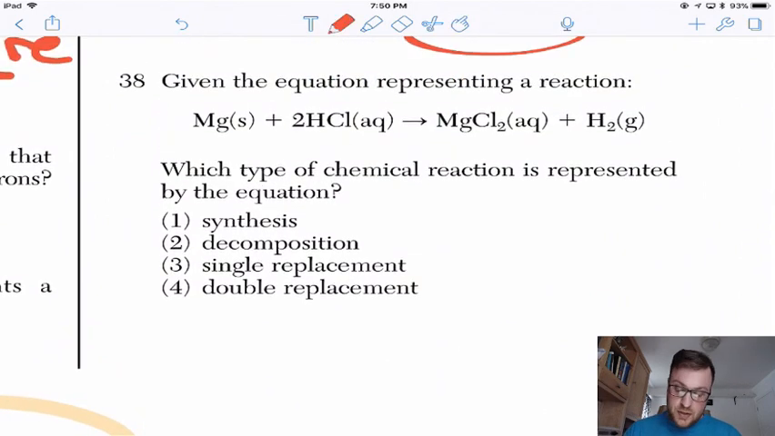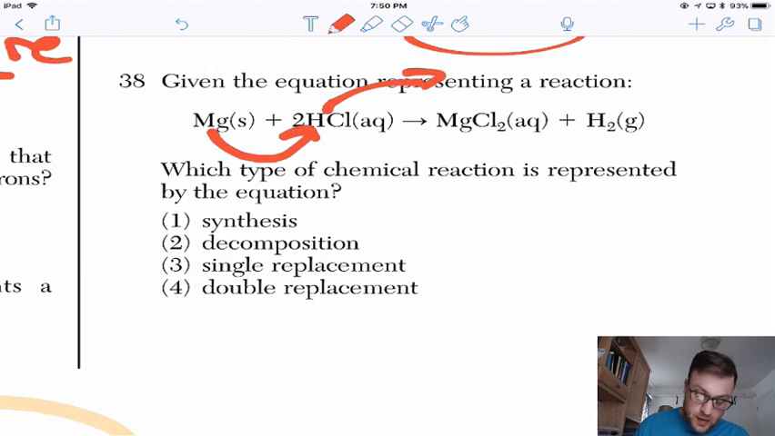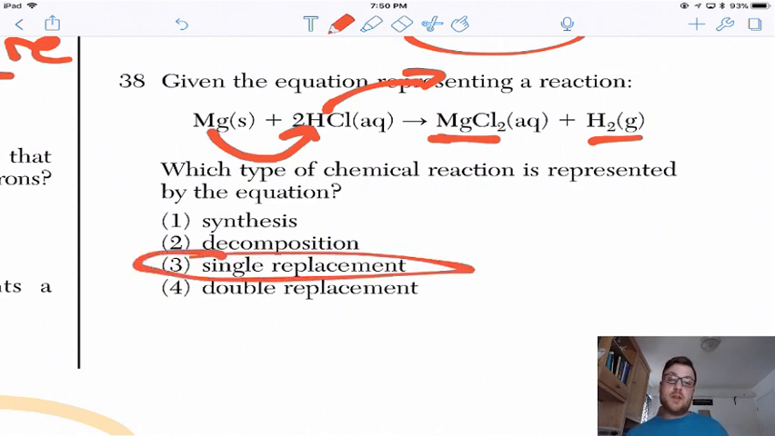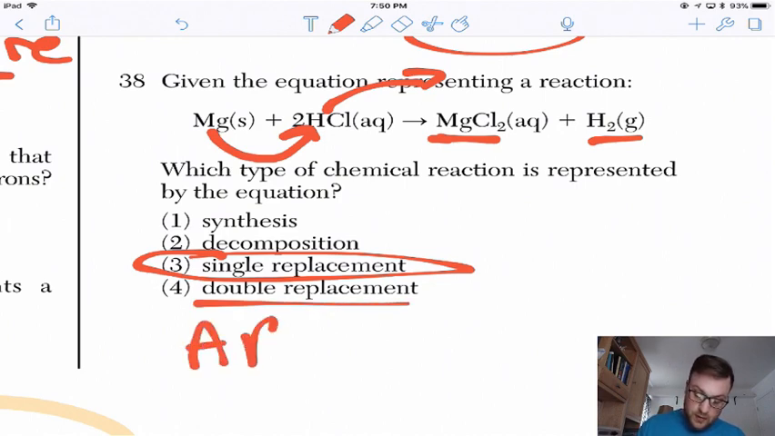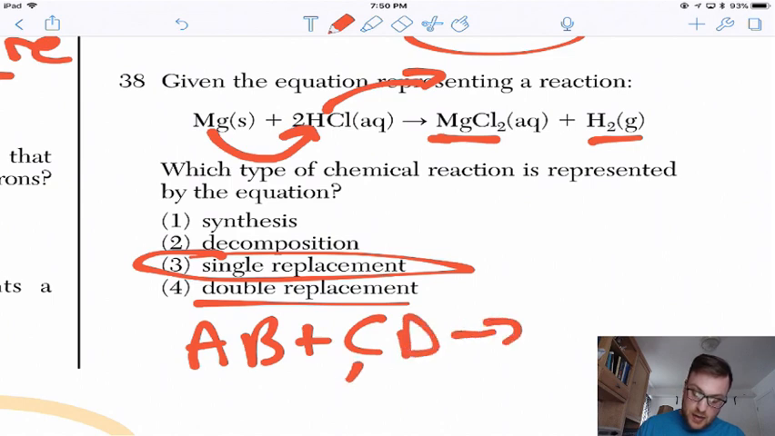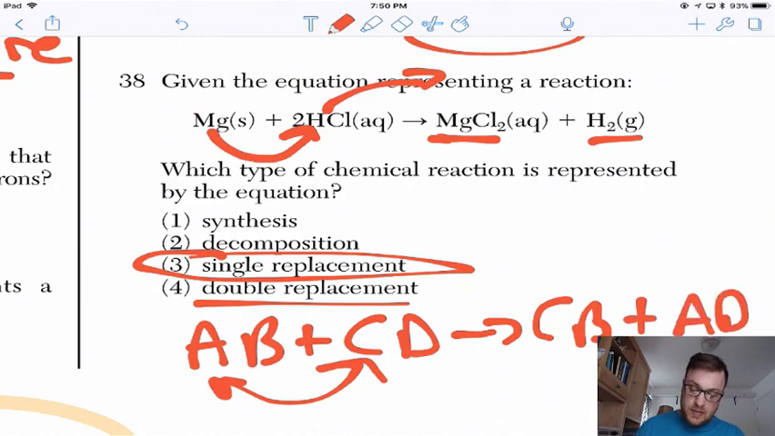Which type of chemical reaction is represented by the equation? Well, from what I can see, we have an Mg coming in and an H going away. Look at that. Mg is now with Cl. H, bye. That means it's single replacement. One atom replaced another. Synthesis is 2 things become 1. Decomposition is 1 thing breaking up into 2 or more things. Double replacement is a double switch. So that would be like 2 compounds reacting and A and C switch with each other. Double switch, double replacement. It's like do-si-do.